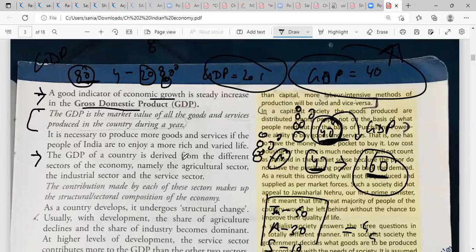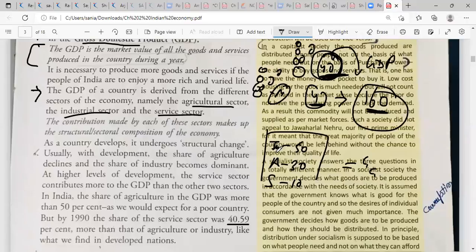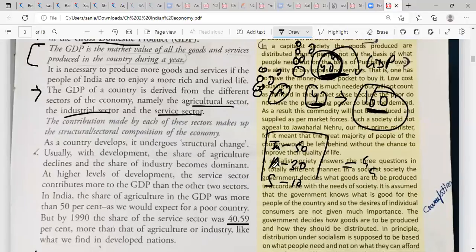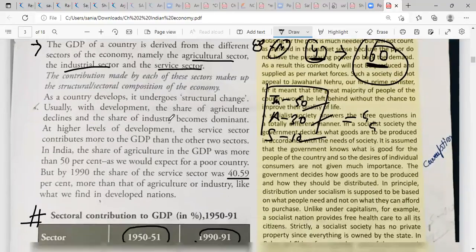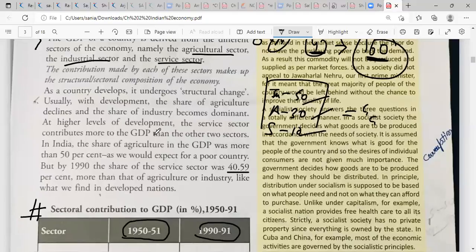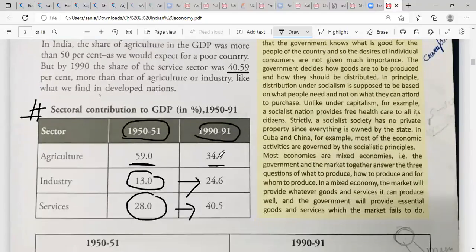The GDP of a country is derived from different sectors of an economy, like the agriculture sector, industrial sector, and service sector. So if you want to calculate the GDP of a country, then you will write, from the industrial sector you got 50, from agriculture you got 30, from this you got 10. Okay, and this is a comparison of India's contribution to GDP. Agriculture sector was contributing 59, but when we came to 1991, it was 30. It came down. Industry, it was less, it came more. Service, it was less, it came more. Clear?